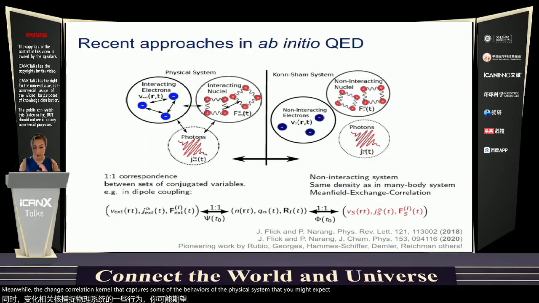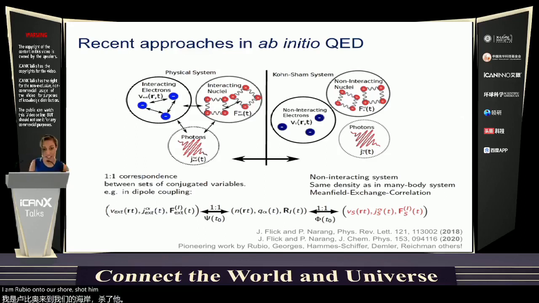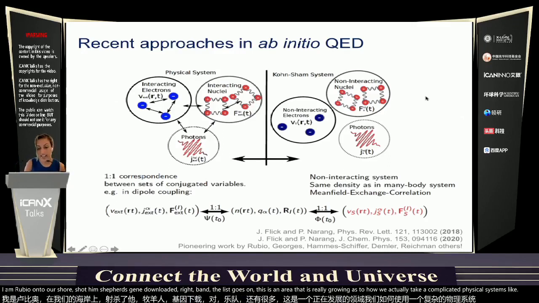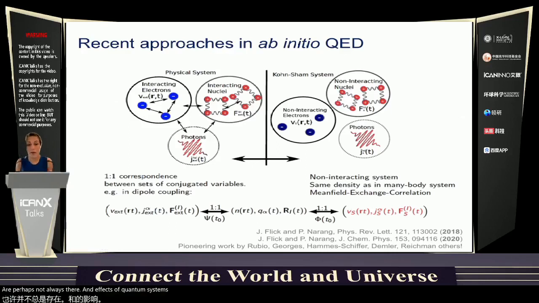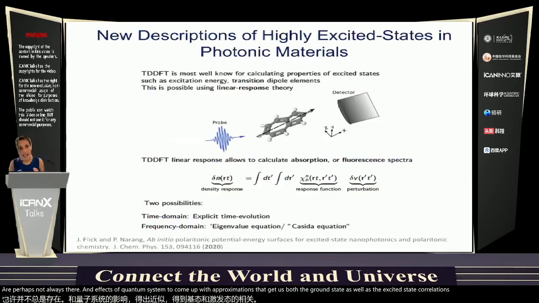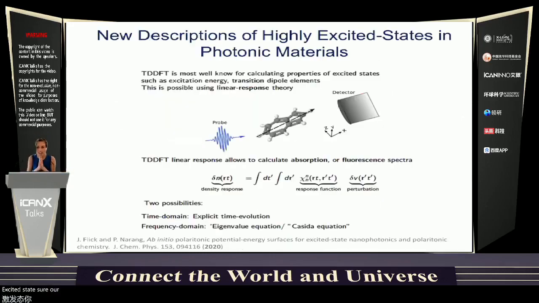I want to acknowledge that this is an area where there's really a lot of work going on. Ahim Rubio, Antoine Georges, Sharon Hammes-Schiffer, Eugene Demler, Dave Reichman, the list goes on. This is an area that is really growing as to how we actually take a complicated physical system like this and come up with perhaps not always an effective Kohn-Sham system, but come up with approximations that get us both the ground state as well as the excited state correlations. Excited states here are actually fundamentally very, very important, okay?